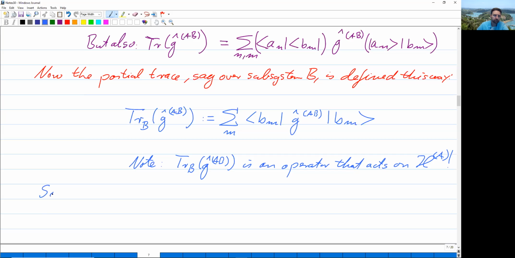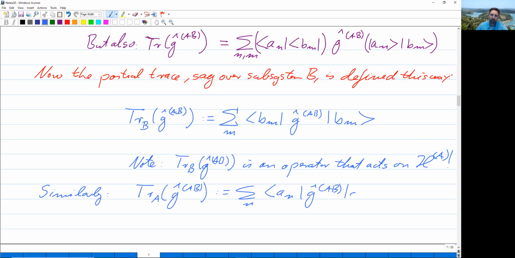Similarly, we can define the trace over subsystem A of our operator in the big system. And then that's, of course, the sum over all n, and then we have the an g hat ab an. It is an operator that acts on the Hilbert space HB.